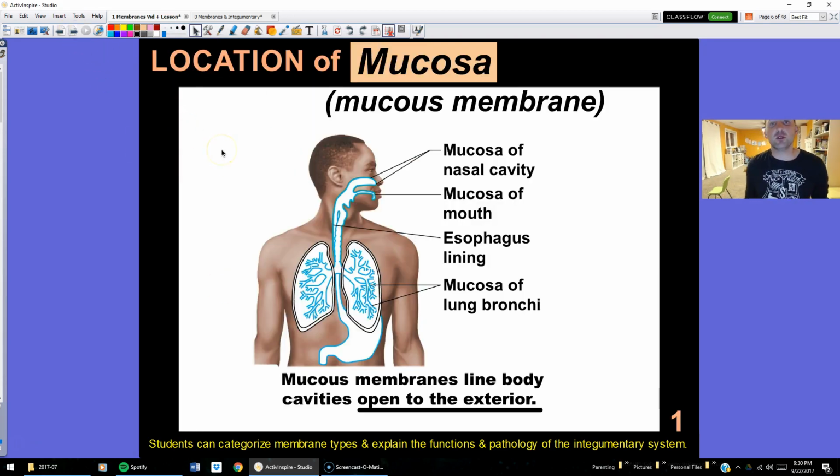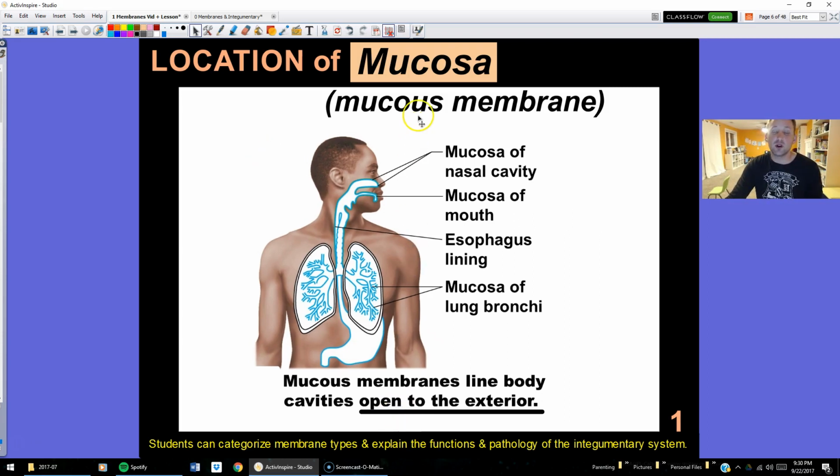So first type, guys, is mucosa. Mucosa you might think of as mucus. Mucus you produce in your nose, in your throat, and really anything that is open to the exterior. So even your stomach, your small intestine is producing this frothy mucus that helps break down food, helps protect your body.